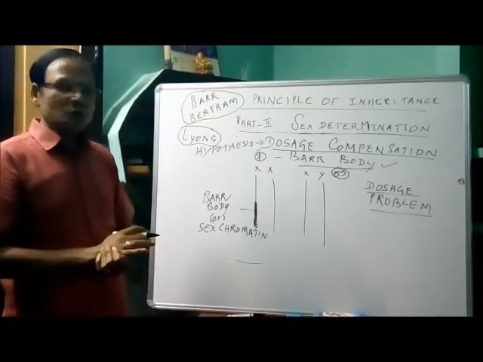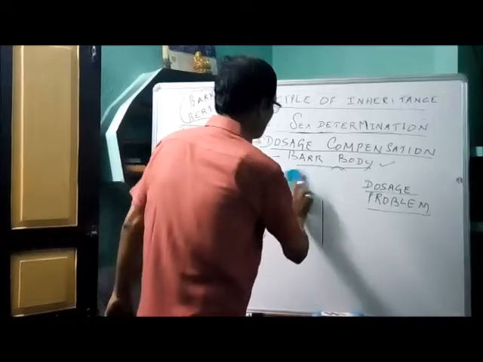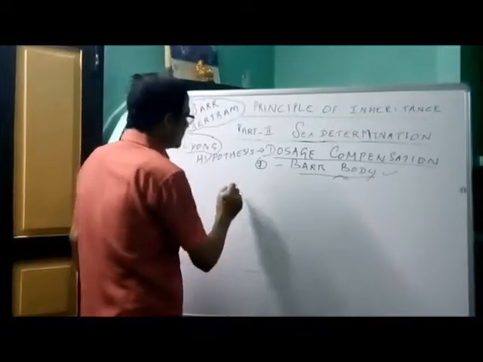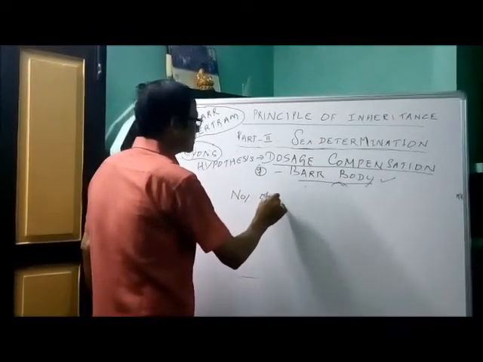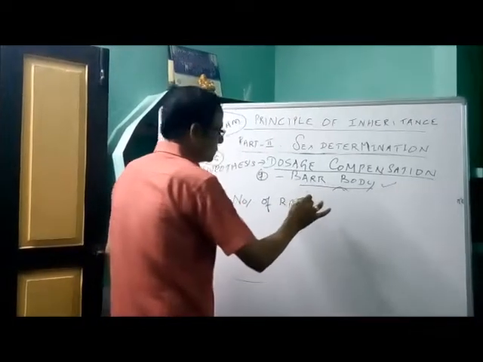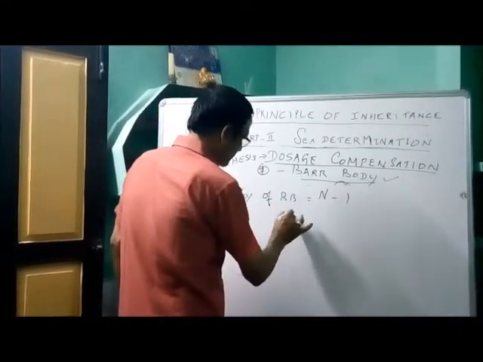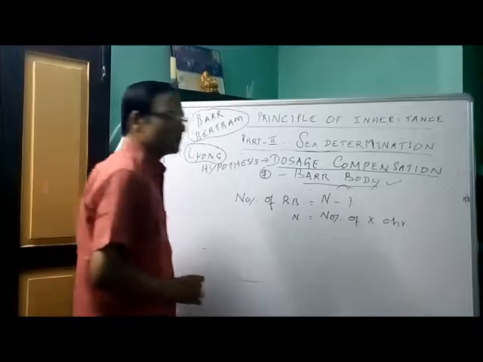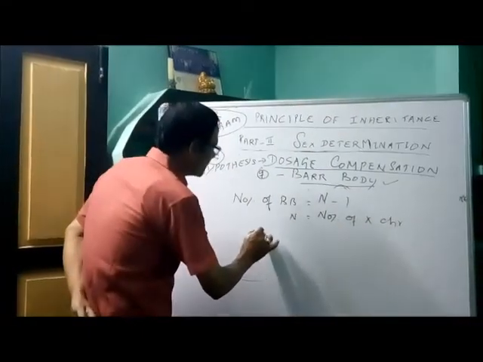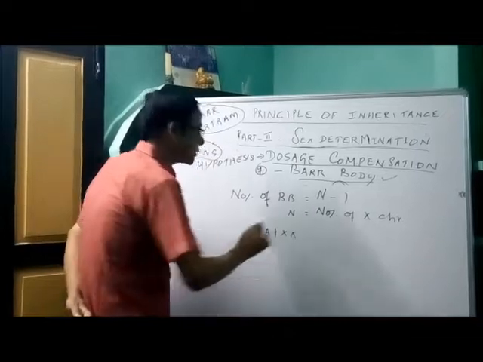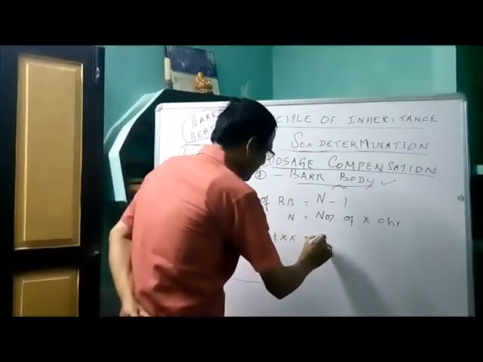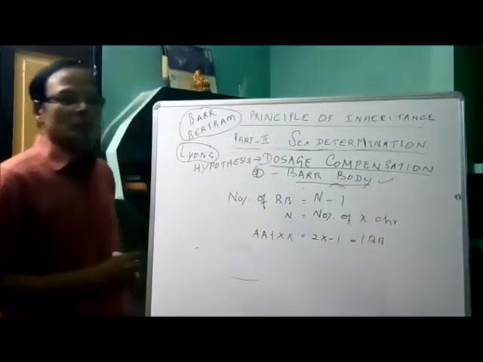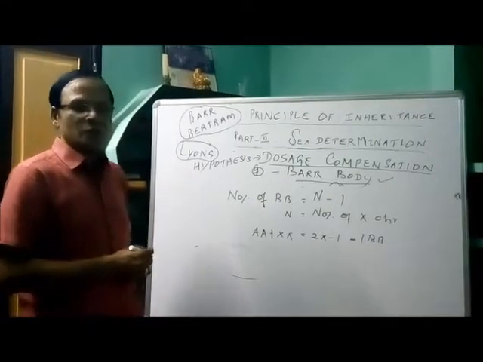Now, the Barr body follows what is called the N minus 1 rule. The number of Barr bodies is equal to N minus 1, where N is the number of X chromosomes. Suppose we are taking a normal female, they have 2 X chromosomes. Here we have 2X minus 1, so they have 1 Barr body. So if 1 Barr body is present, then that individual is called a female.